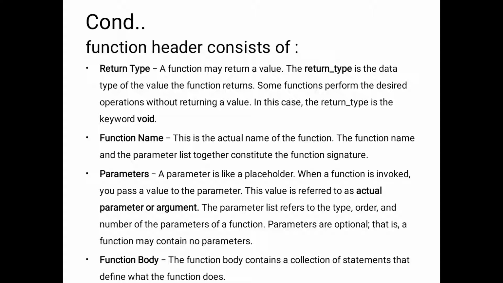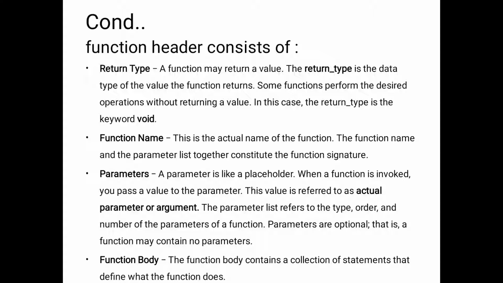So what do you mean by return type? The function may return a value. So return type is a data type. You use int or float, and when you do not have to return a value, you use void. So that is what the return type is.